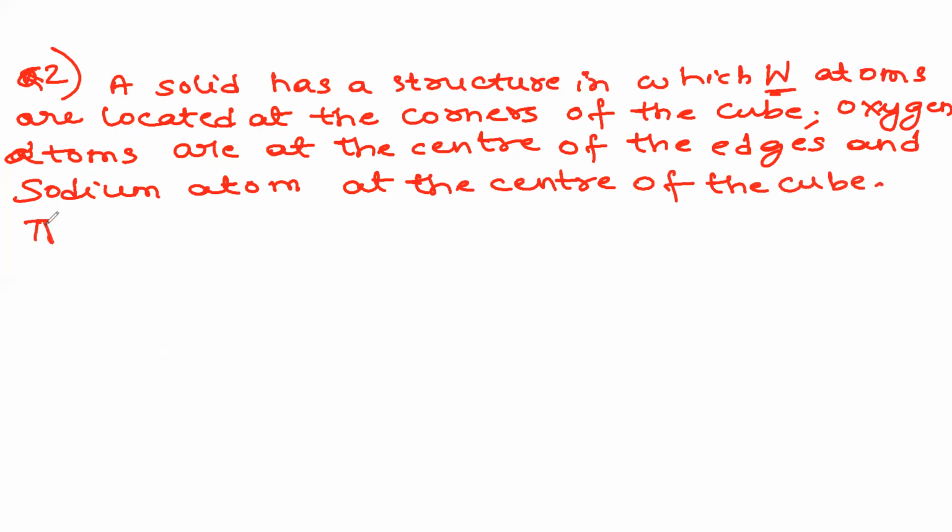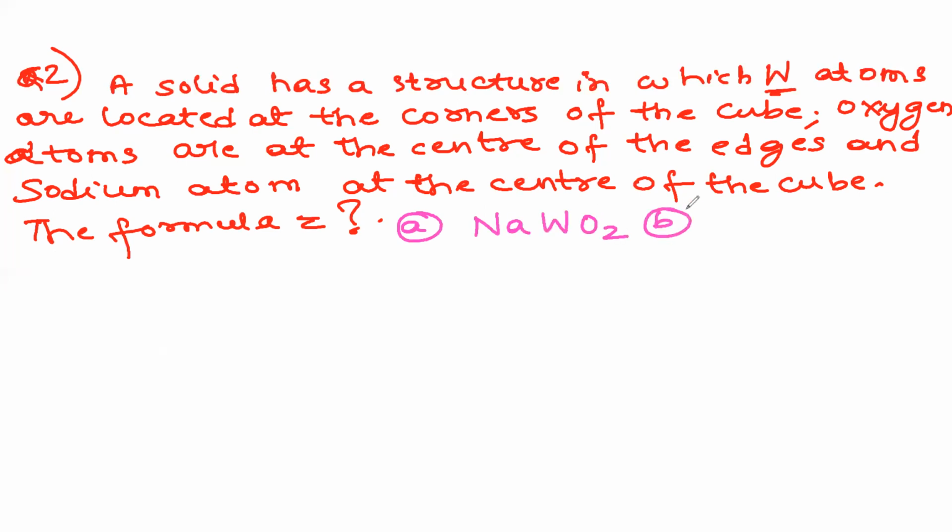The formula of the compound is how much? Option 1: NaWO2, sodium, tungsten, oxygen 2. Second option: Na2WO3. Third option: NaWO3. Fourth option: NaWO4.